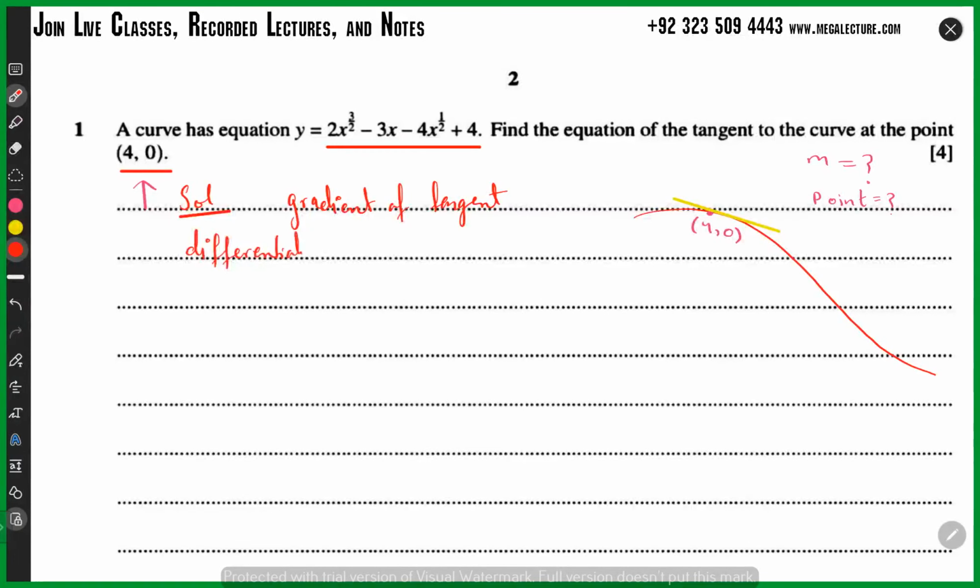Differentiation of the equation, that is y equals 2x to the power 3 by 2 minus 3x minus 4x to the power 1 by 2 plus 4. Let's differentiate this. How do we write down derivatives? dy by dx.